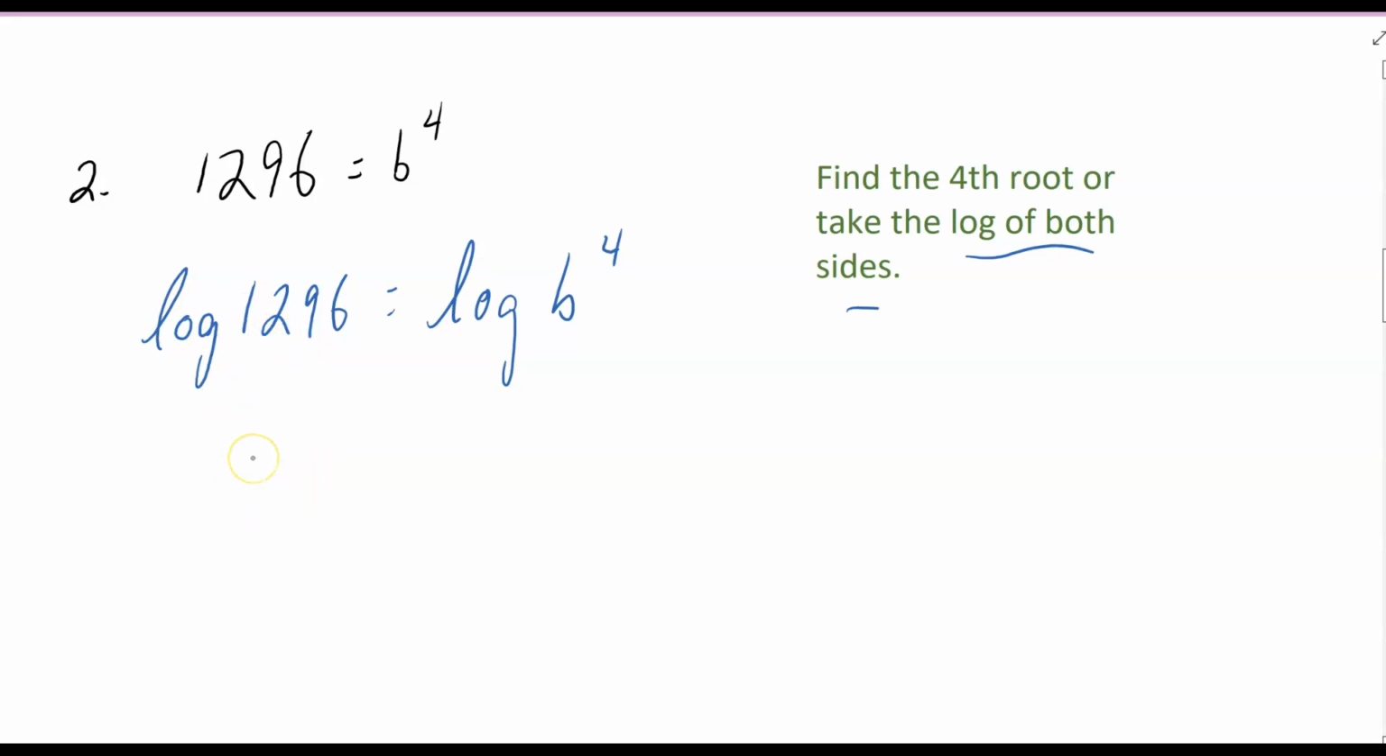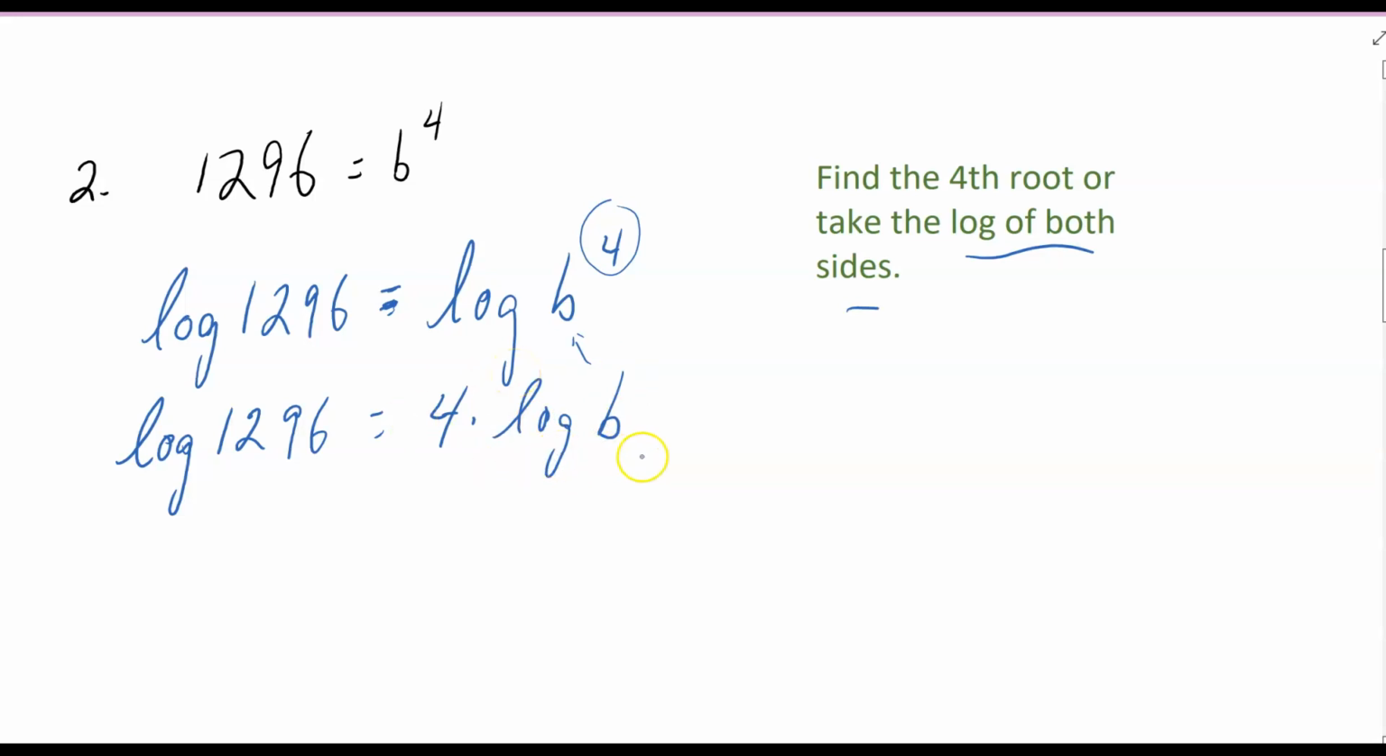So log 1,296 is a number I know I can get on the calculator. We are trying to isolate for b, right? Remember the property that goes with the exponent here, that this can also be log 1296 equals 4 times log b. And now 4 is just multiplied by log b. So in order to begin to isolate this b here, we will divide both sides by 4.